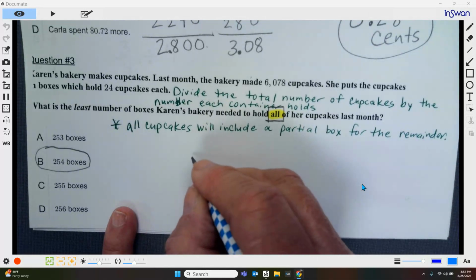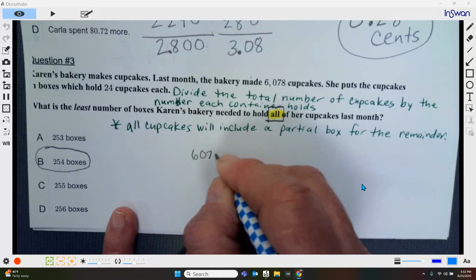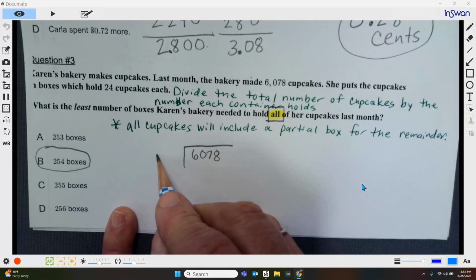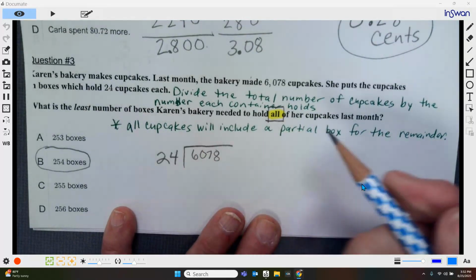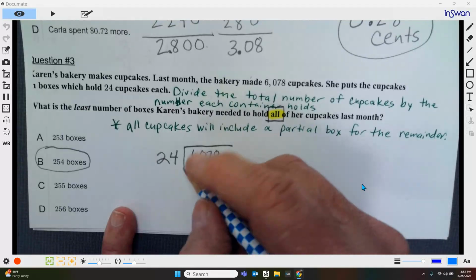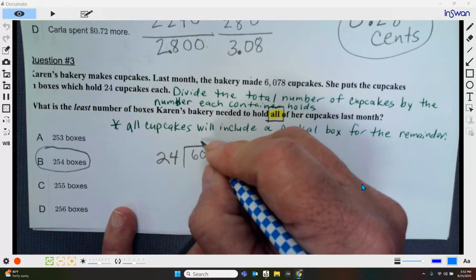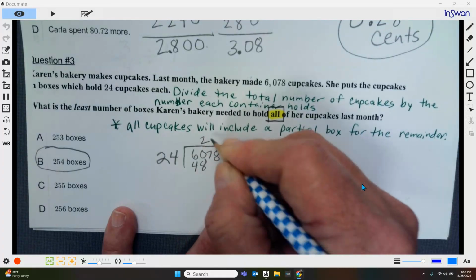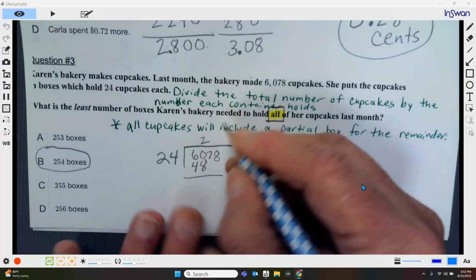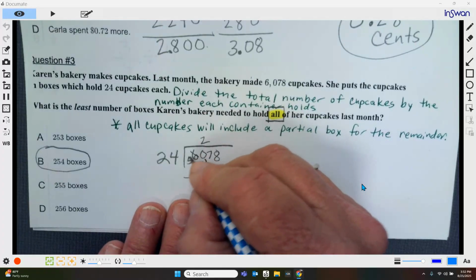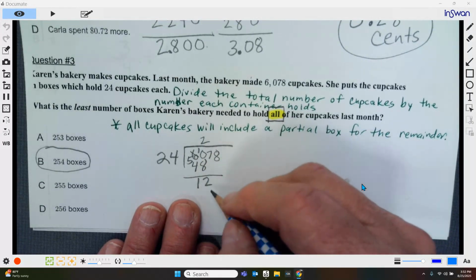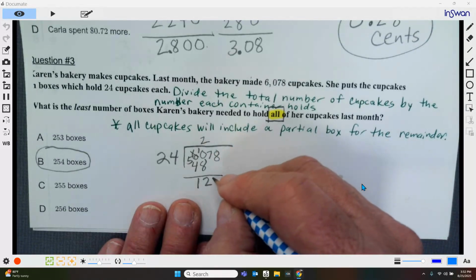6,078 cupcakes, and we are dividing that by 24 cupcakes per box. So if we look at this, 24 goes into 60 2 times. 2 times 24 is 48. 2 times 4 is 8. 2 times 2 is 4. Then we subtract to make that a 5. 10 minus 8 is 2. 5 minus 4 is 1. 60 minus 48 is 12. Then bring down the 7.